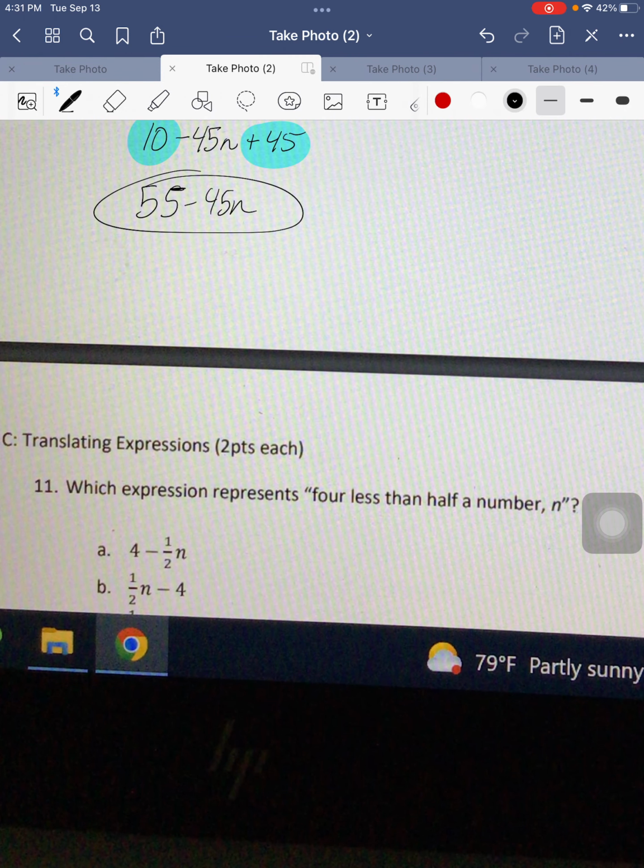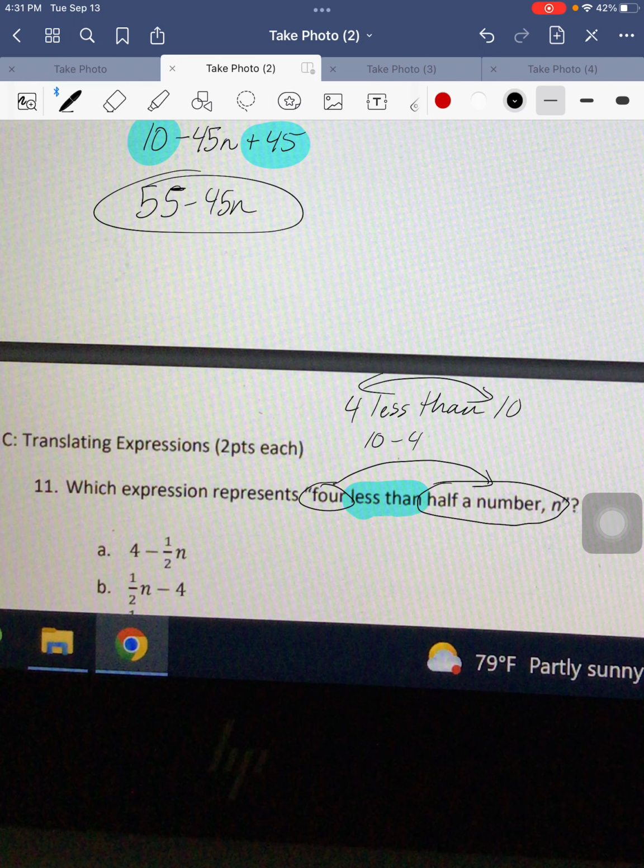All right, number 11, which expression represents 4 less than half a number? So think about this. If I do 4 less than 10, you should be like, well, that's 6, because you did 10 minus 4. So you switch them around. Anytime you see the less than, that is a turnaround. So 4 is going to be at the back of the problem, and half a number is going to be at the front of the problem. So 1/2 a number, and then less than a subtraction, and then 4. Which is B.